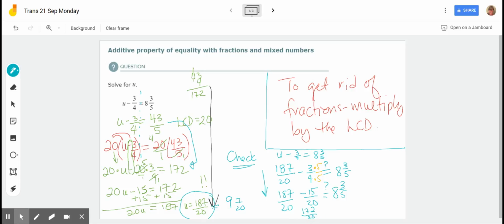Okay, 172 over 20. And then what is this? Is that going to be equal to 43/5? Right? I changed it to simple fraction. Well, let's reduce it. Okay, we need to get this down to fifths again. Sorry, I'm going back up here. So we're going to get fifths, which means we divide by 4. We're going to divide the top by 4. 172 divided by 4.